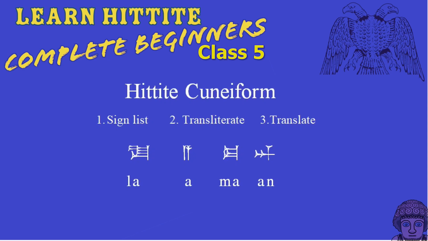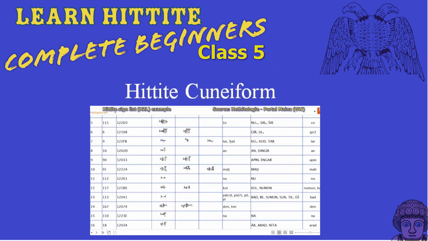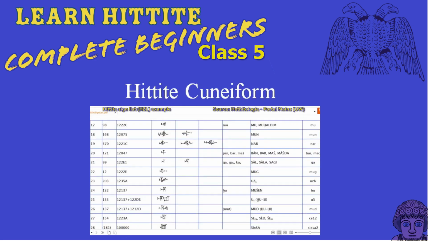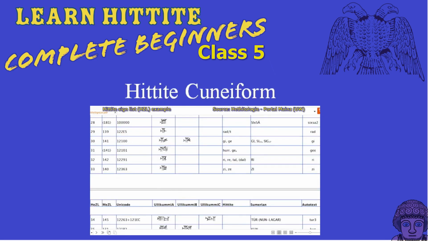So in Hittite cuneiform we have 375 signs, and unless you plan on memorizing all of these at the very beginning, probably what you're going to need to do is get yourself a sign list. Now I'll provide a link in the description or the comments where you can find a sign list, and a sign list is basically the 375 Hittite cuneiform signs with their sonic value given in the Latin alphabet.